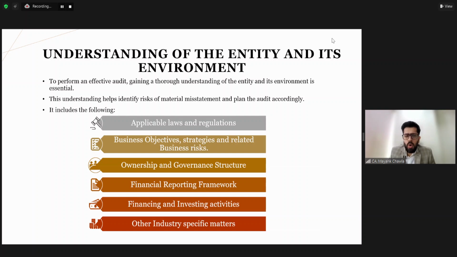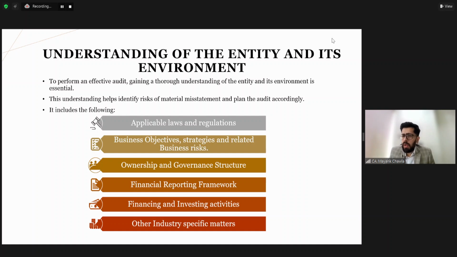SA 315, as we all know, requires an auditor to first understand the entity and its environment. So when we talk about the entity's environment, it includes certain parameters, few of which have been listed here. One of the important parameters in the real estate sector is applicable laws and regulations, because with the involvement of RERA and the Stamp Act and a lot of different laws and regulations in real estate, it is very important for us to at least have an understanding of what those laws require.